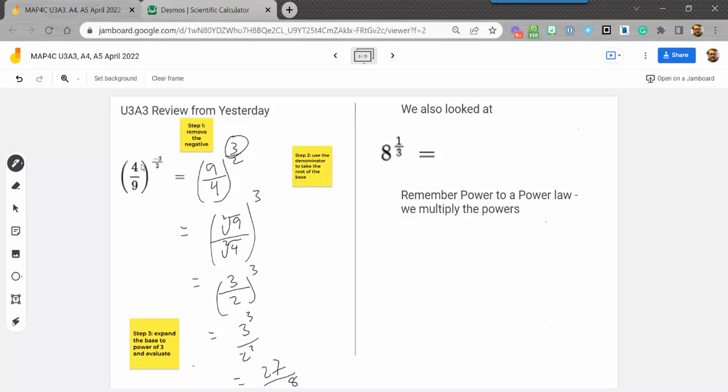A lot of people are going to write 6 there because they start thinking 2 times 3, but it's 2 cubed, which means 2 times 2 times 2, which is 8. Use your calculator if you like to double check.